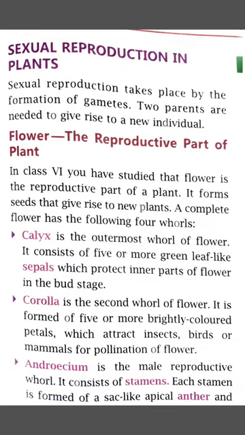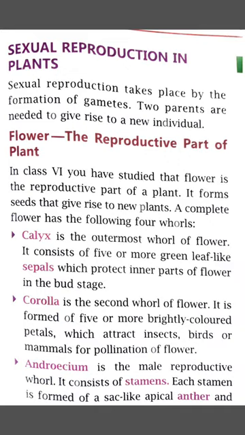A complete flower has four whorls. First, calyx: a group of sepals is known as calyx. Corolla: a group of petals is known as corolla. Androecium is the male reproductive part of the flower. It consists of stamens, and each stamen consists of an anther and a long cylindrical filament. Pollen grains are formed inside the anther. They contain the male gametes.